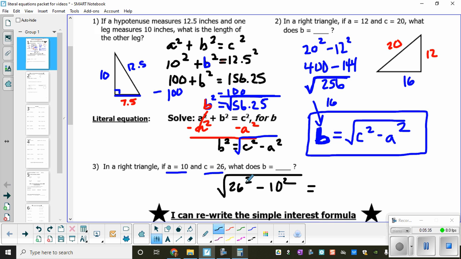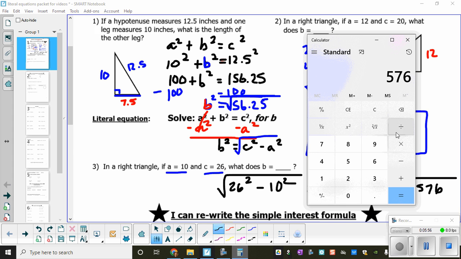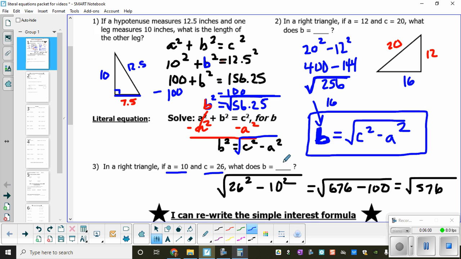Now, 26 times 26 is 676. 10 squared is 100, so I'm going to subtract 100. I'm eventually going to take the square root of that difference. So we're eventually going to take the square root here of 576. And when I take the square root of 576, we get a 24. So the side length here that was missing was a 24.